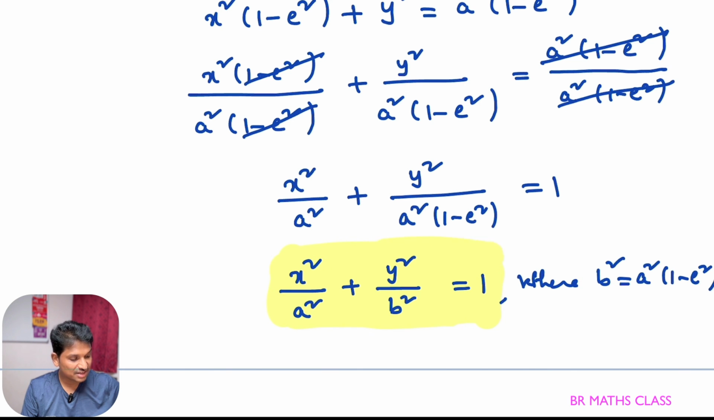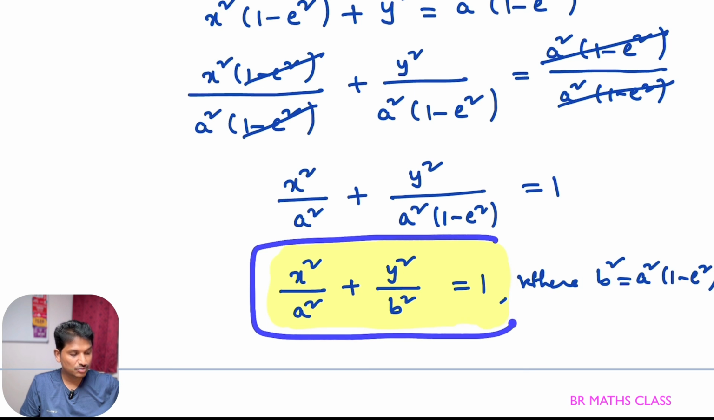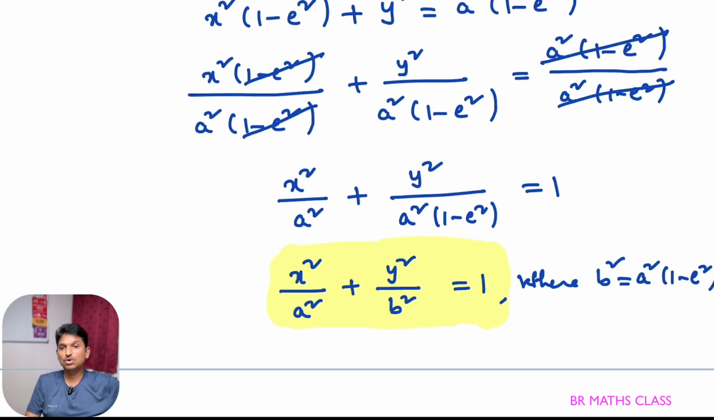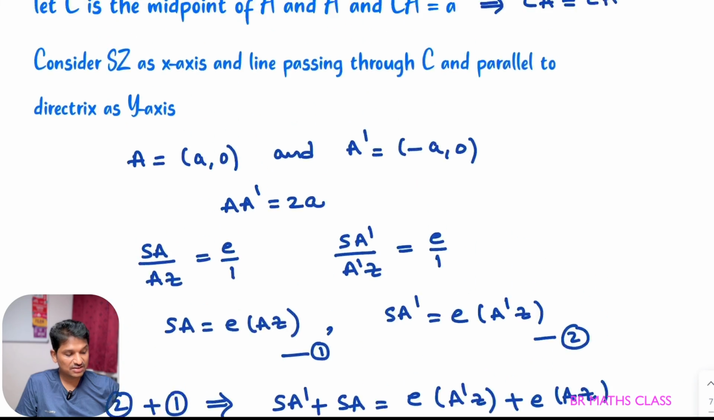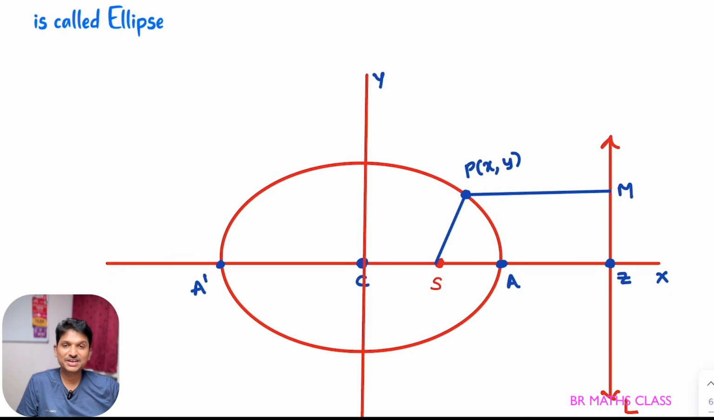In the question, what they are asking is: define ellipse and derive its equation. So what is the equation of ellipse? x square by a square plus y square by b square equal to 1. Here I need to tell one very important point. For that you need this ellipse diagram. Come back to this ellipse diagram.